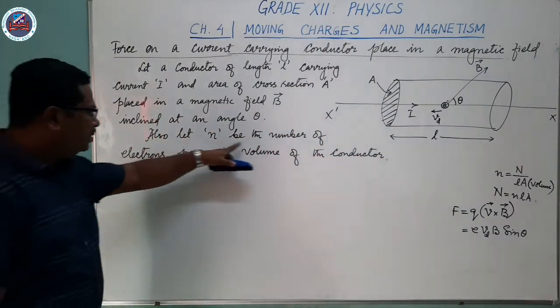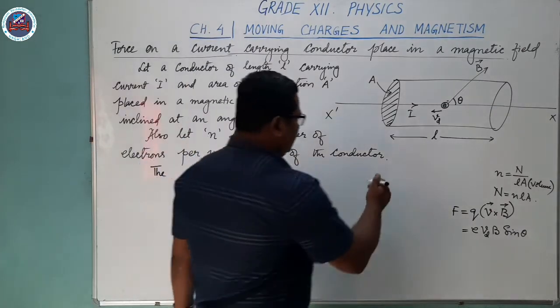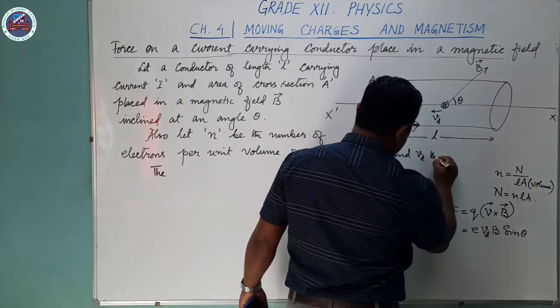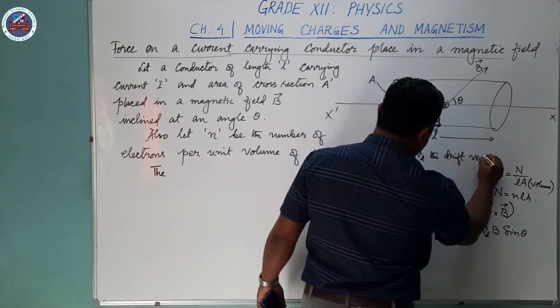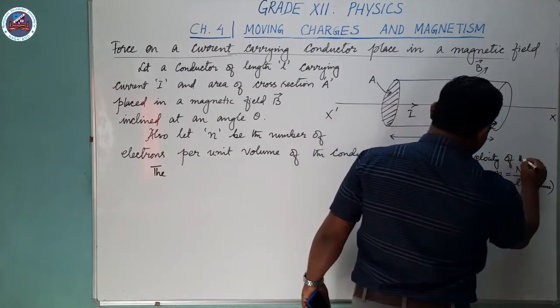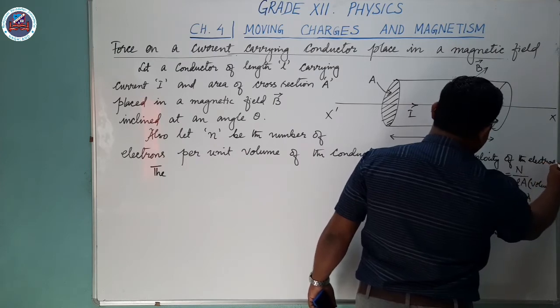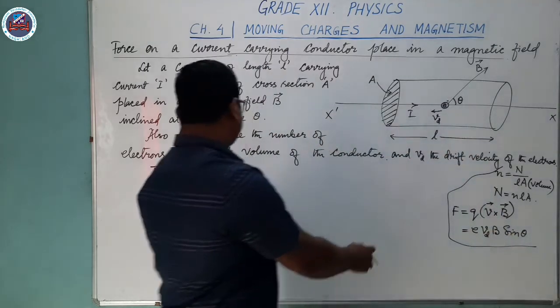Here let n be the number of electrons per unit volume of the conductor, and Vd the drift velocity of the electrons. It's much better, right? These things you have to know in advance.